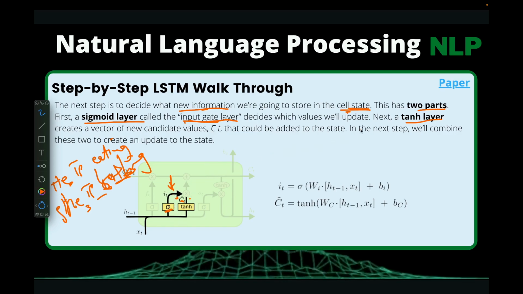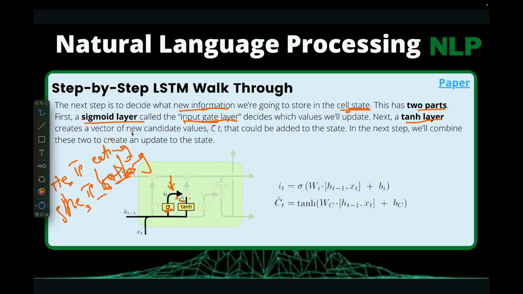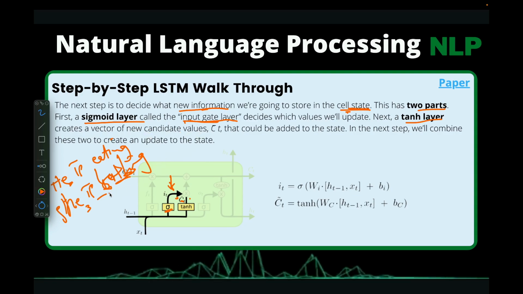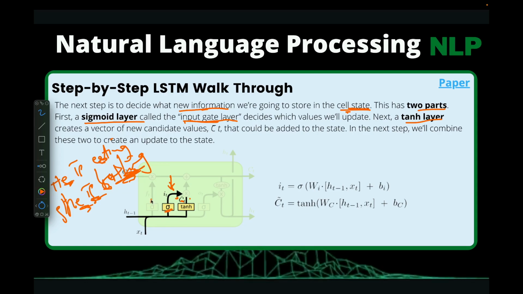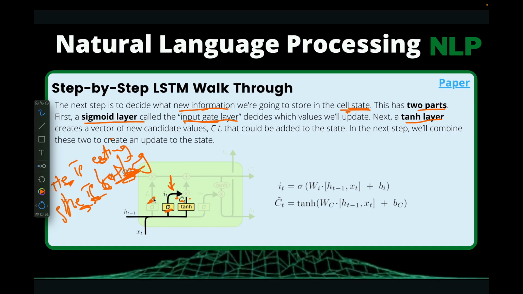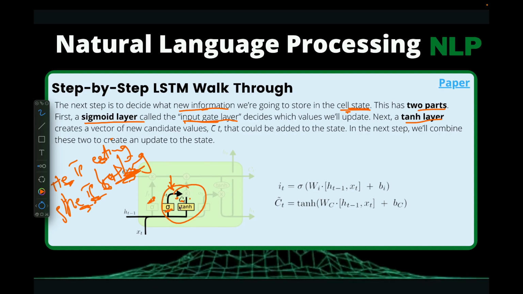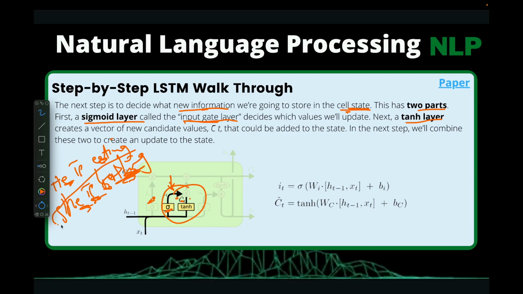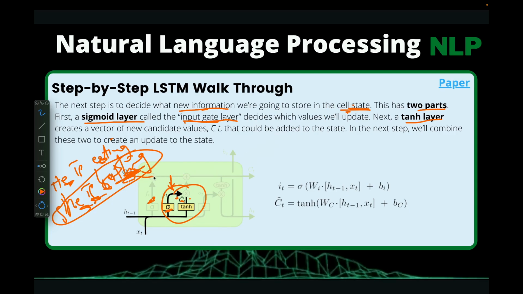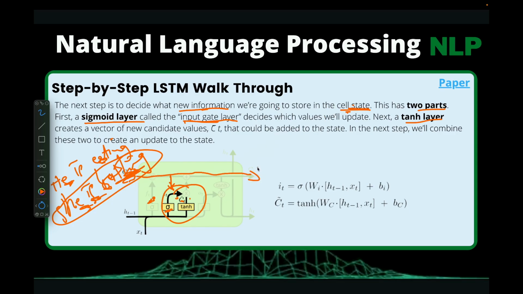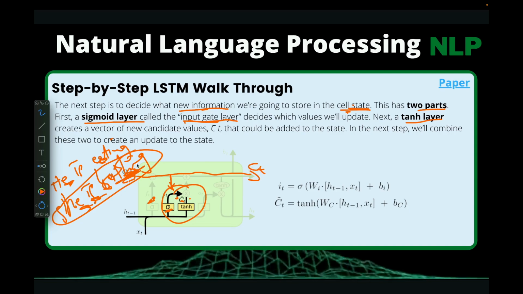And then the tanh layer is creating a vector of the new candidate values. Remember, how much we are to retain has been decided over here in the forget gate. Now for this particular stage, we are only dealing with the new information, how much of it we are going to store in the cell state. Remember, the cell state is nothing but the line that is passing through here, which is going to give us the current cell state, stemming from the previous cell state Ct-1.